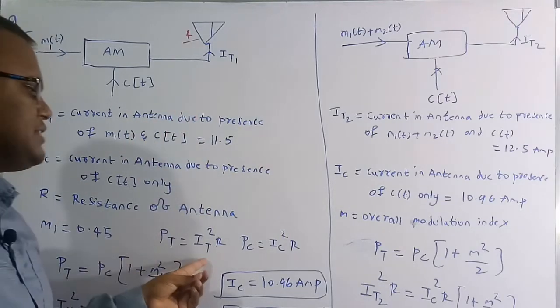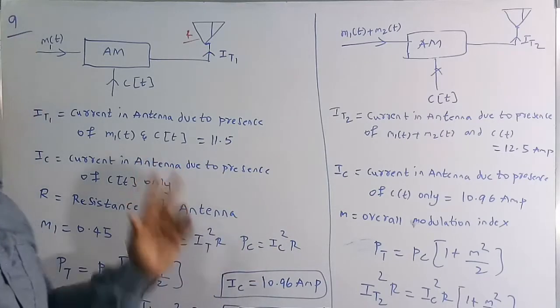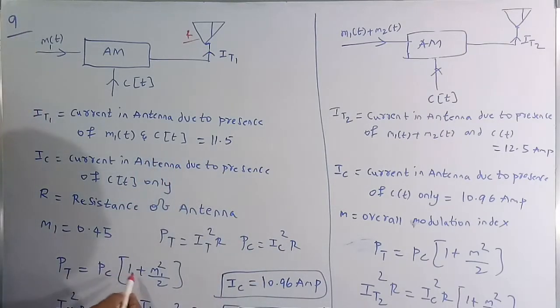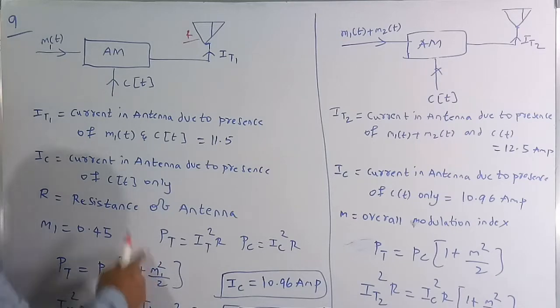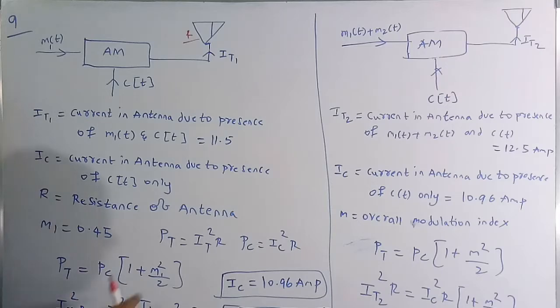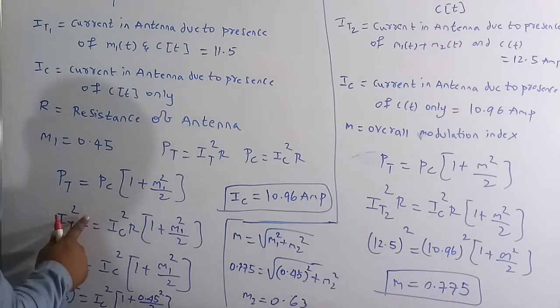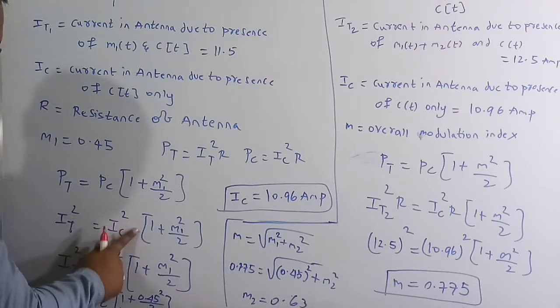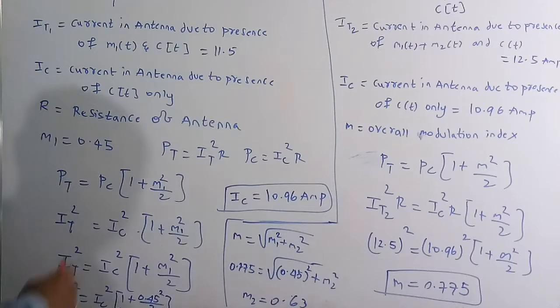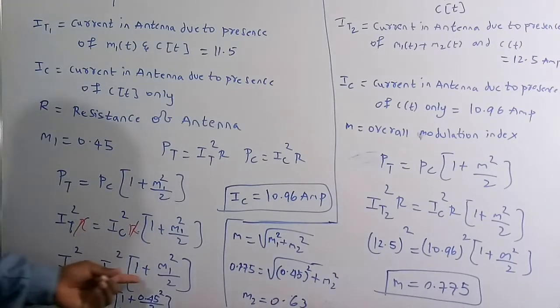Therefore PT is equal to IT square R and PC is equal to IC square R. This is the total power and this is the carrier power. PT is equal to PC into 1 plus M square by 2. Here M is M1, because we are using only the first signal, so M1 square by 2. R is common, so we cancel it, and this is the equation we finally get.